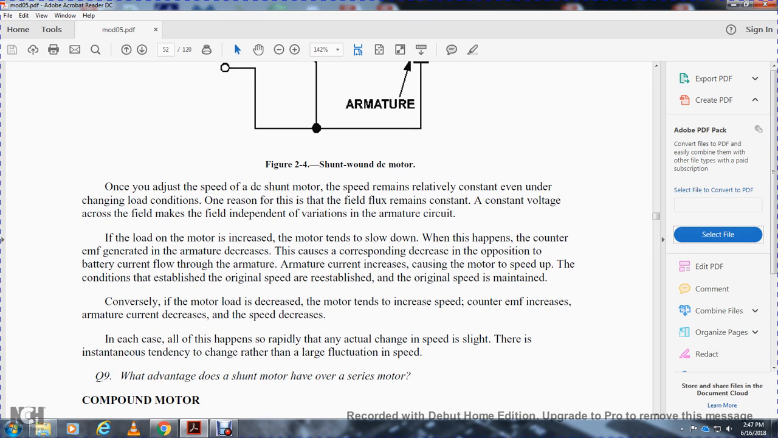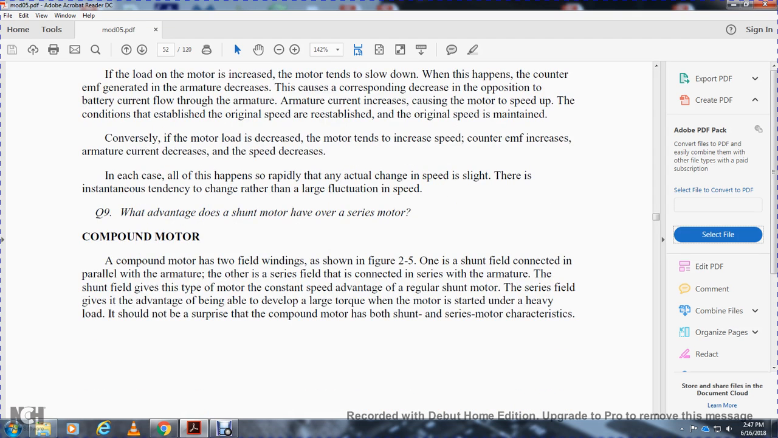Conversely, if the motor load is decreased, the motor tends to increase speed. Counter EMF increases, the armature current decreases, and the speed decreases. In each case this happens rapidly, and the actual change in speed is slight. The correction is nearly instantaneous, so there is only a small fluctuation in speed.